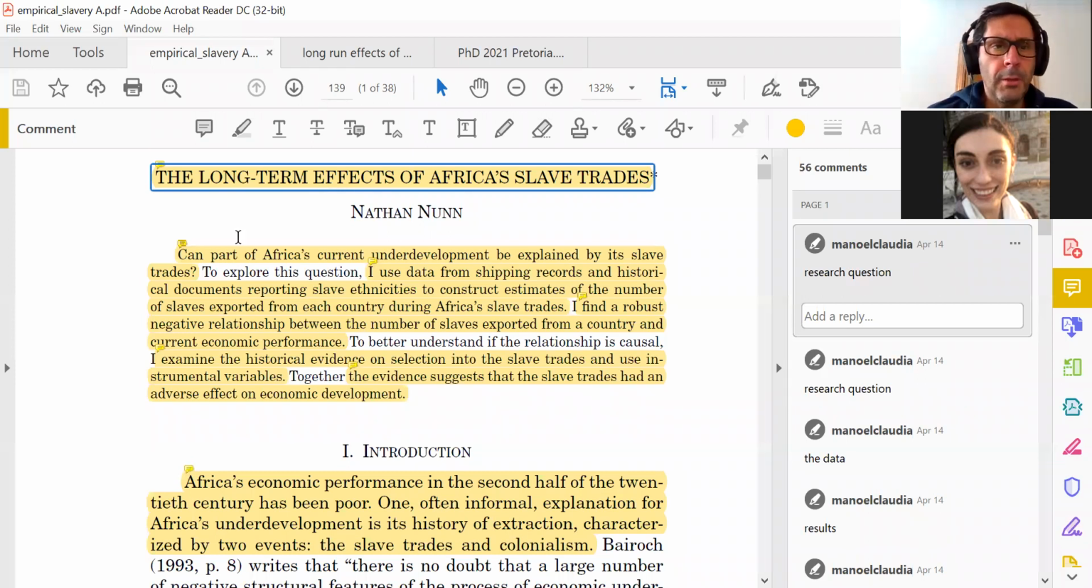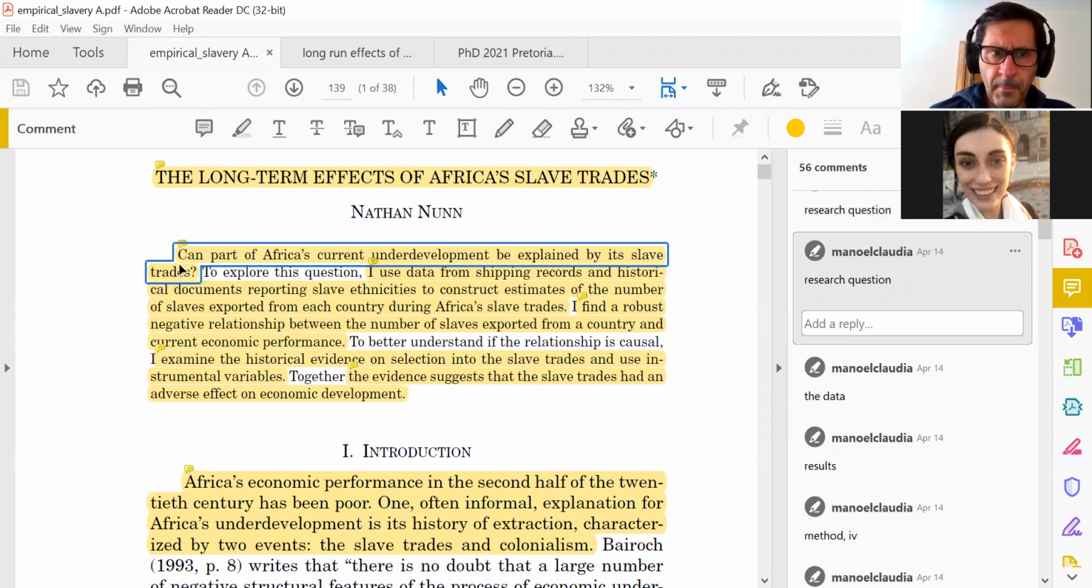The abstract, which, very first sentence in the abstract, folks, he already gives us the research question. Can part of Africa's current underdevelopment be explained by its slave trades? Right, that is the research question. Very first sentence of his abstract, and he already gives us the research question. So no blah, blah, blah, first sentence, research question, okay?